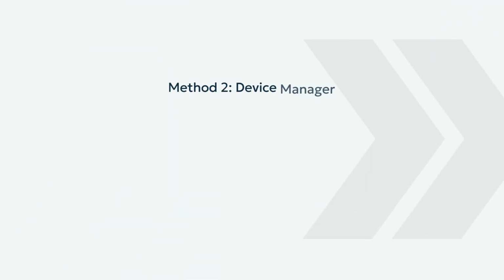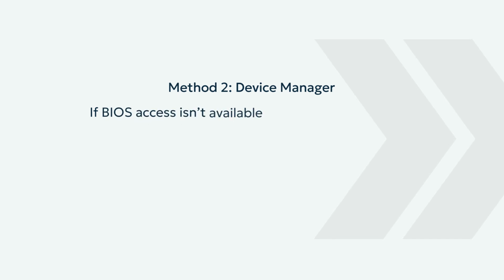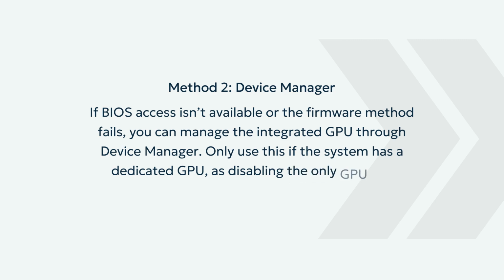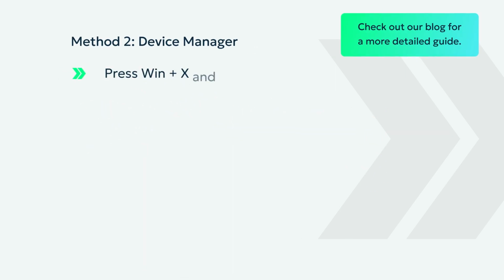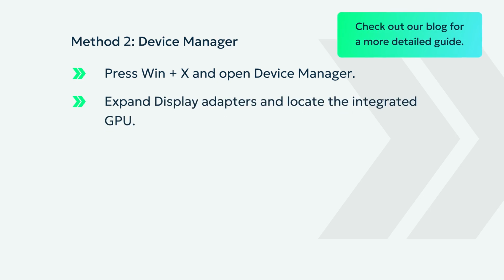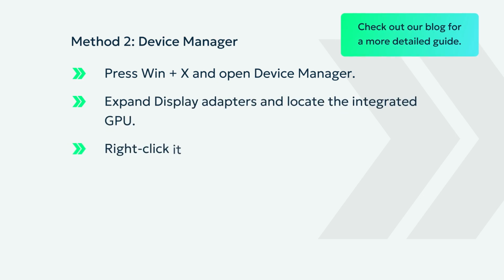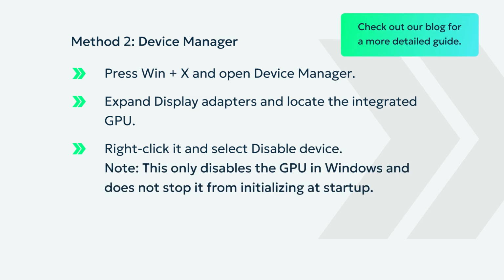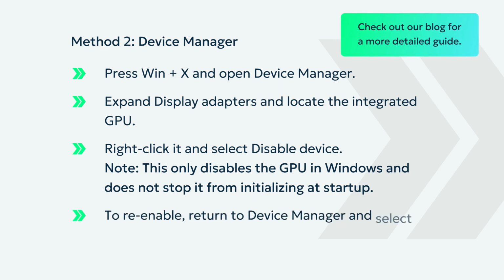If BIOS access isn't available, or if the firmware method didn't work, you can manage the integrated GPU through Device Manager. However, only use this method if your system has a dedicated GPU, since disabling the only GPU can result in loss of video output. Press Win+X and select Device Manager. Expand the Display Adapters section and locate the integrated GPU. Right-click the device and choose Disable Device. Keep in mind that this only disables the GPU within Windows and does not prevent it from initializing during system startup. To re-enable it, return to Device Manager and select Enable Device.